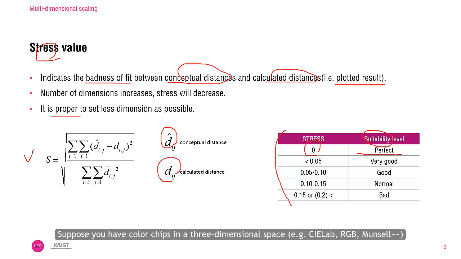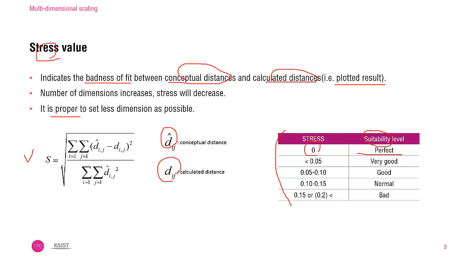Suppose you have color chips in a three-dimensional space. But for some reason, you have to crush the colors to be flat, which means you are converting three-dimensional data into two-dimensional data. For that, you should give up a certain amount of information. Less dimension, but losing some data. So it is kind of a trade-off.